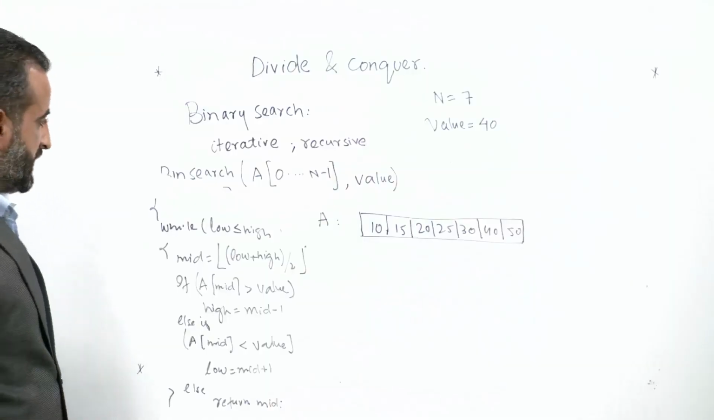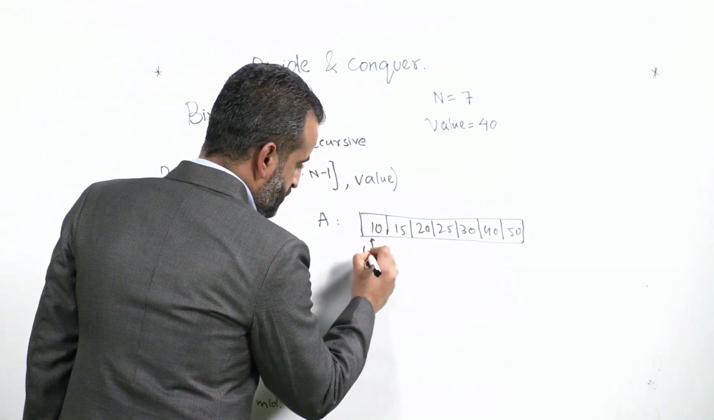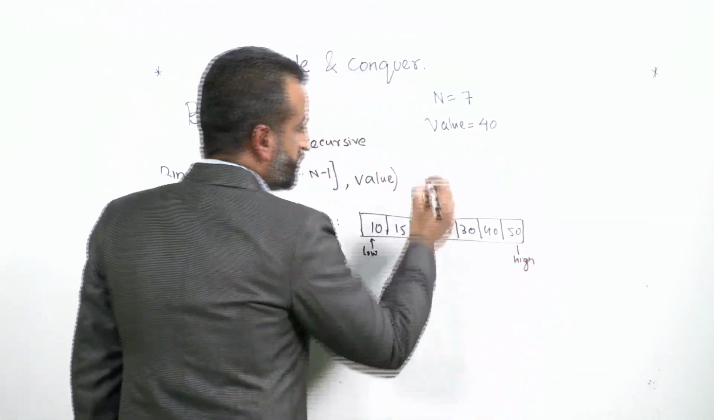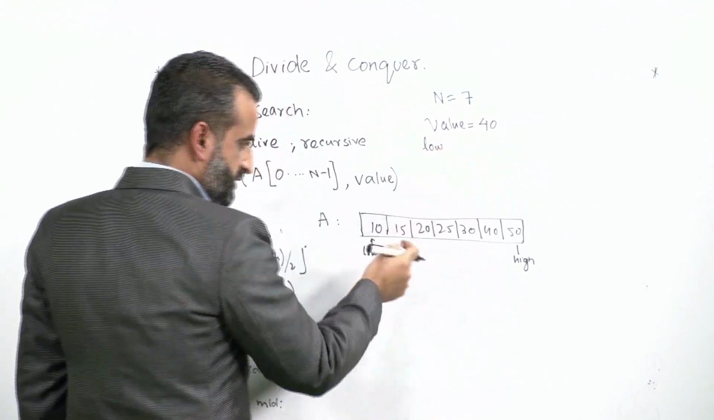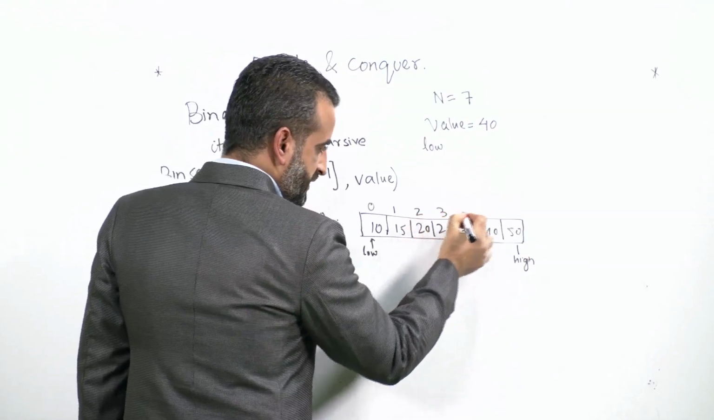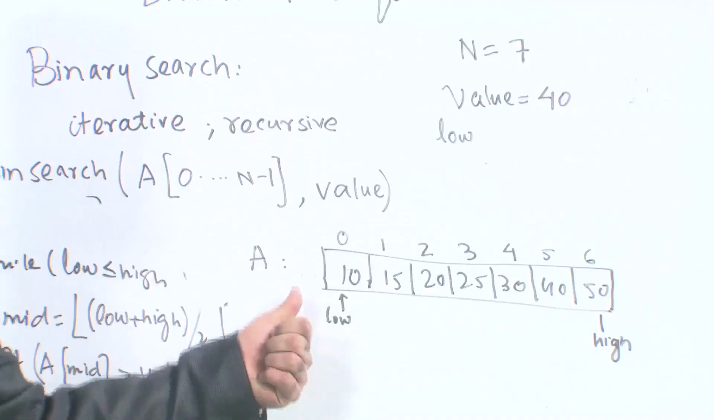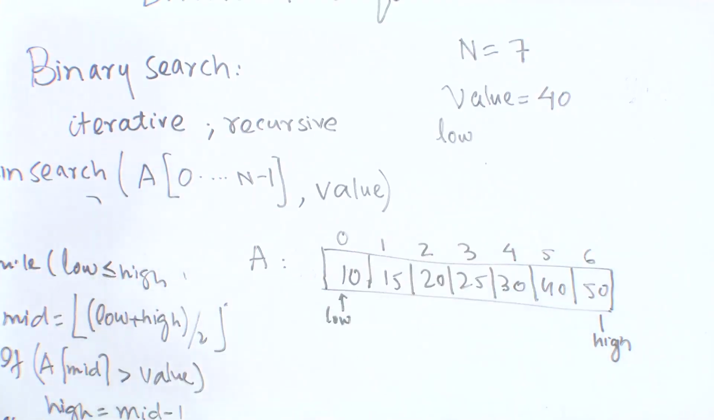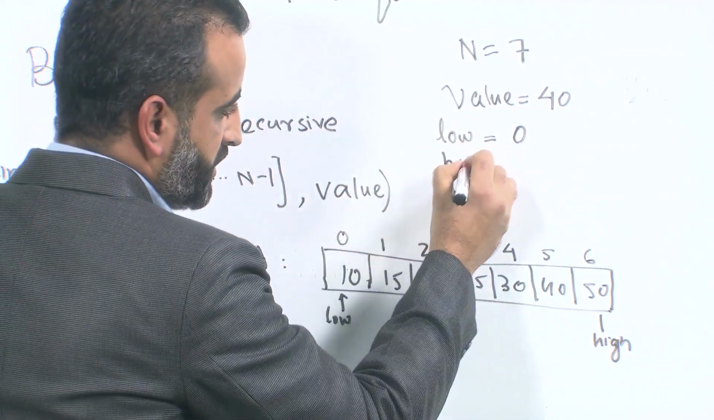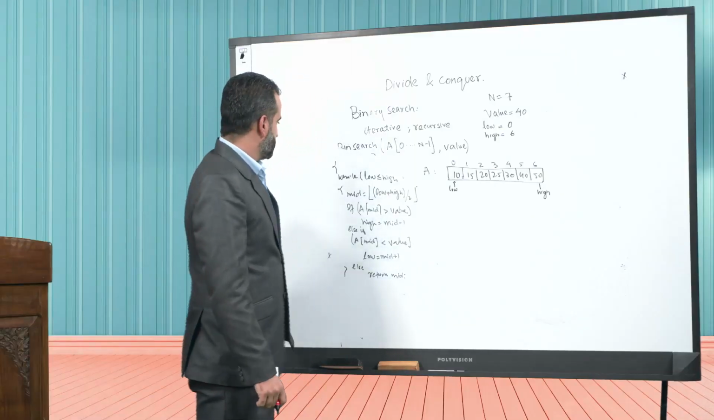So how do I start? I set these pointers, the low and the high pointers. So my low will point to the first position. My high will point to the last position. What are the indices of this array? This is index 0, index 1, index 2, index 3, index 4, index 5 and index 6. Remember, the indexing of an array starts with a 0 and it ends at n minus 1. So low is pointing to the 0th position and my high is pointing to the 6th position.